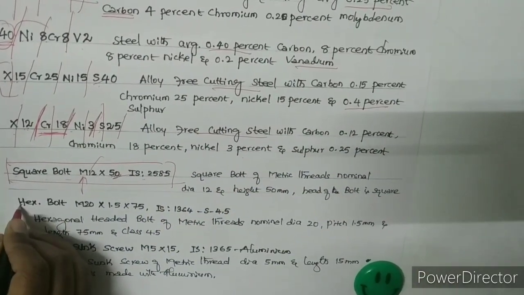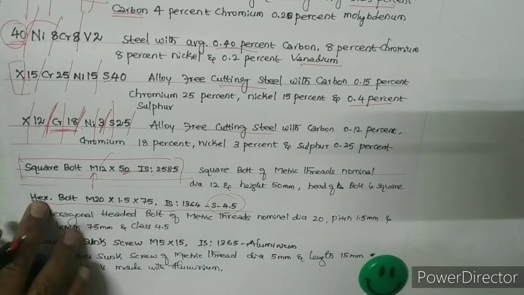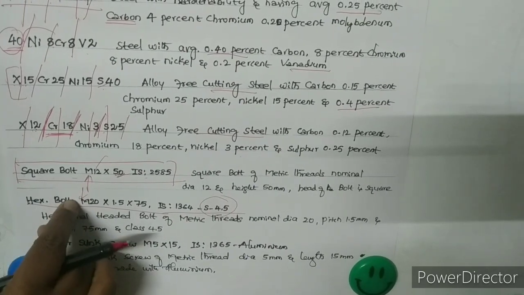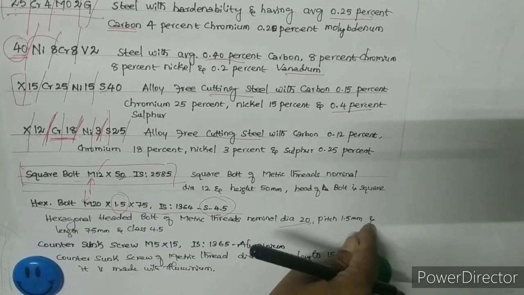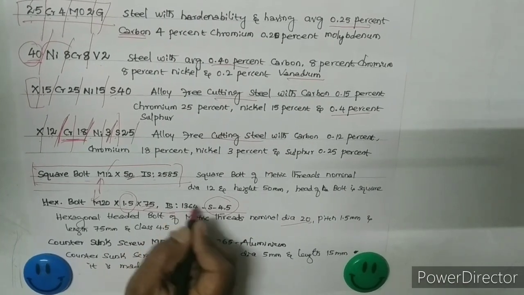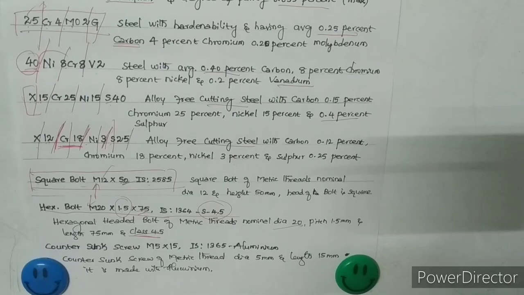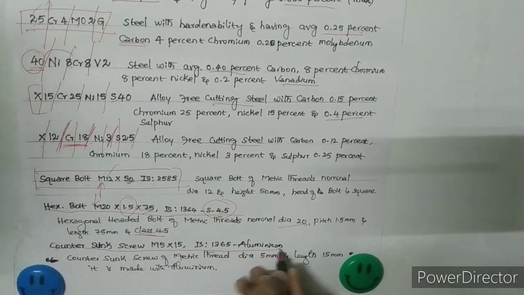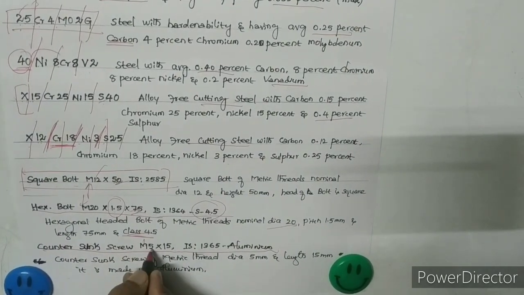Now X means hexagonal bolt. M20 is the same. So, hexagonal headed bolt of metric threads of nominal diameter 20, this is the pitch, 1.5 mm, the length of the bolt is 75. Then you can write IS standard 31, and this is class 4.5.